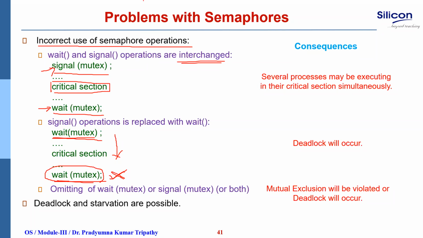But deadlock says multiple processes are waiting for each other to continue, and the situation is that none of them can continue for an indefinite period of time. So there is no chance that they will come out. Correct?